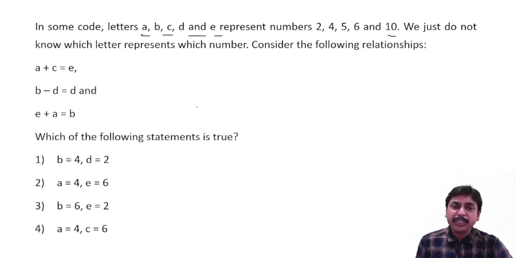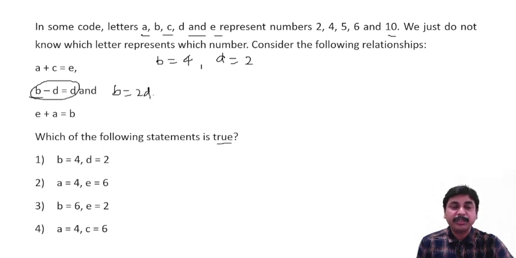Now, which of the following statements is true? What we will do here is, don't try to solve these three equations. Try to plug in the values from the options. Now, if I take the first option, the value of B is 4 and the value of D is 2. From this, we can guess B is equal to 2 times D. So whatever the value of B, that should be double of D. Fine. Now, what values are left? Other than 2 and 4, 5, 6, 10 are left.